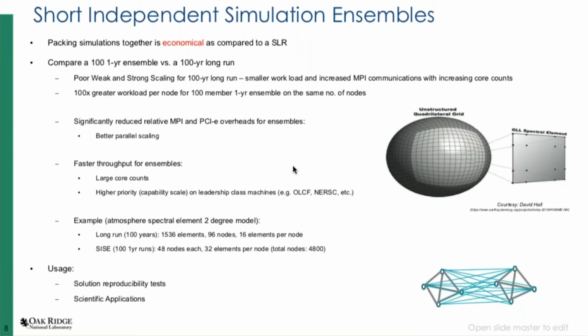And so an example here is we ran this on Titan a few months or years ago, where we had a long run. This is for the NE16 model, which has 1536 elements. We use 96 nodes, and each node would get 16 elements for computation. But if you pack these short ensembles together, we use 48 nodes for each run. So we pack double the work instead of 100 times the work. But in this case, we were able to use 4,800 nodes together, and so we could use the queue preferences on Titan.